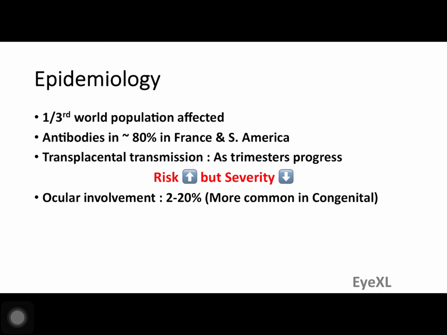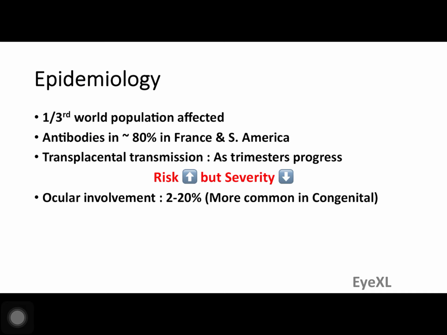Coming to transplacental transmission, as the trimester progresses from first to third, the risk of transmission of the infection increases, but the severity decreases. And this makes sense because the longer the trimester progresses, there is a higher chance of the organism getting transmitted from the mother to the fetus via the placenta. But as the fetus is maturing, its immune system is also developing and becoming even better. So the severity of the infection is going to reduce.